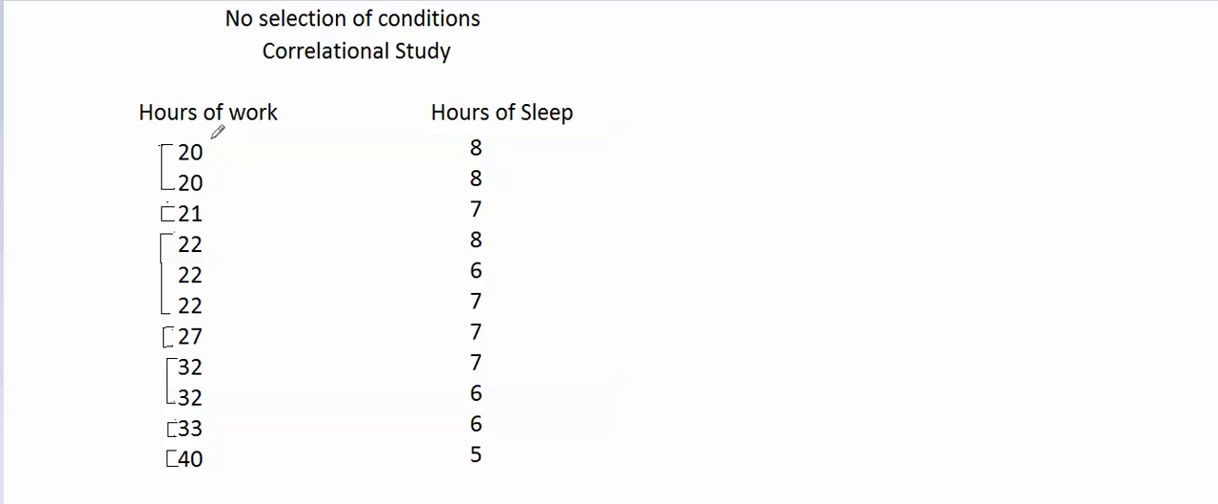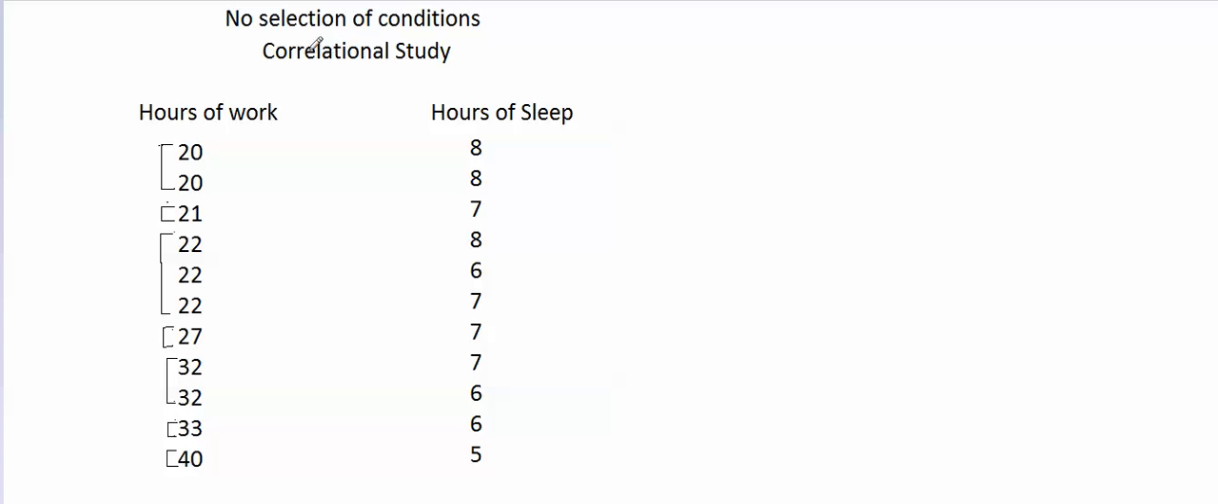So after I've collected my data right here, I'm actually comparing the hours of sleep across all 7 of these groups of people. I'm comparing the hours of sleep of the group that works 20 hours, the group that works 21, the group that works 22, the group that works 27, the group that works 32, the group that works 33, and the group that works 40. Those are the 7 groups of participants that I'm comparing on hours of sleep in this type of study.